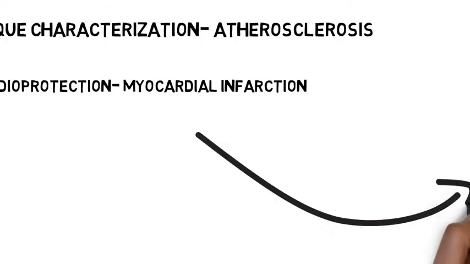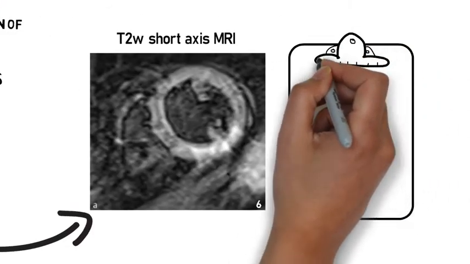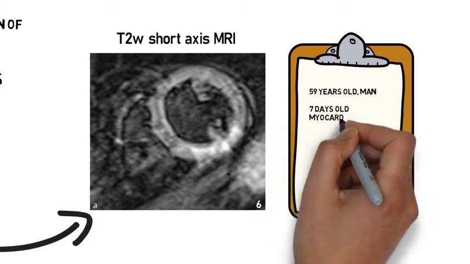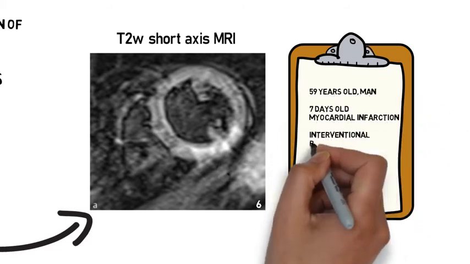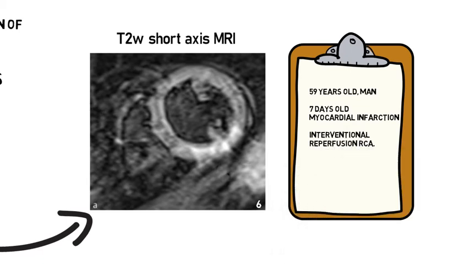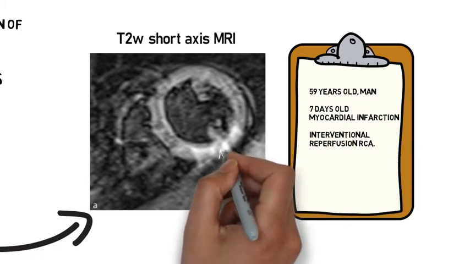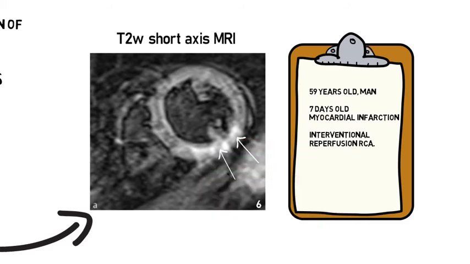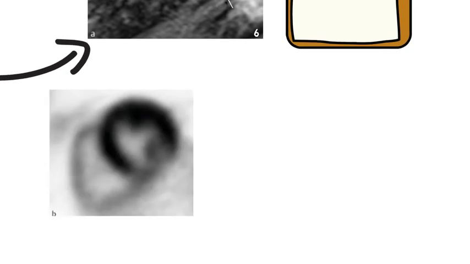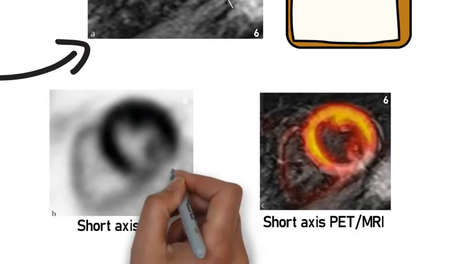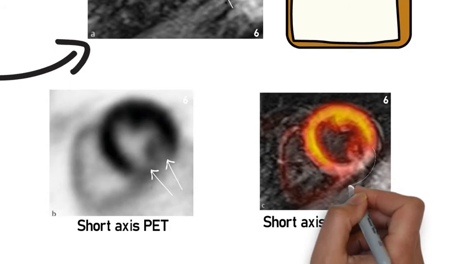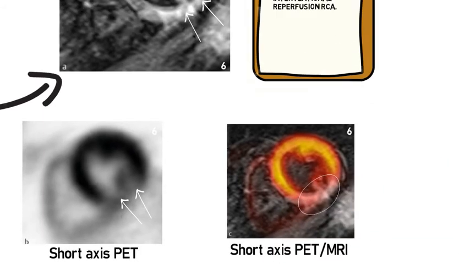This T2-weighted short-axis image corresponds to a 59-year-old patient with a 7-day-old myocardial infarction after an interventional reperfusion of the right coronary artery. The window shows edema in the inferior and inferior septal myocardium, which visually correlates well with a significantly reduced glucose utilization of the affected myocardial section in the PET scan. This correlation is well illustrated by the fusion of both images.